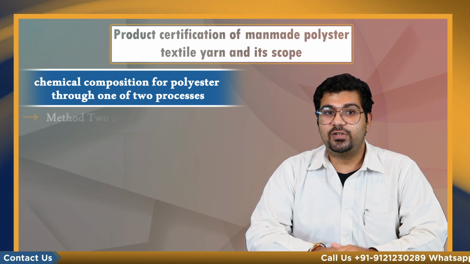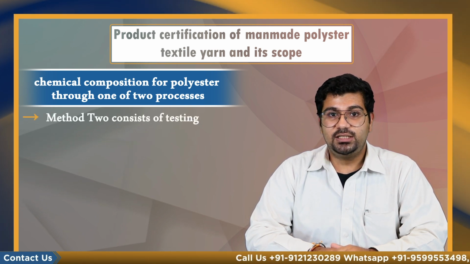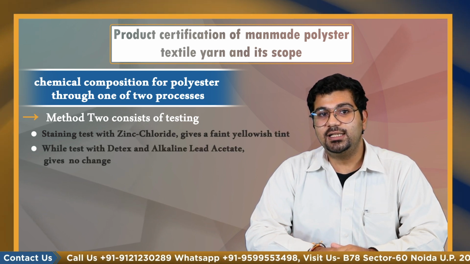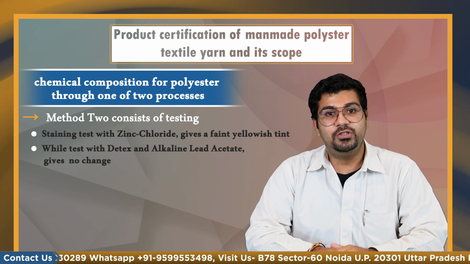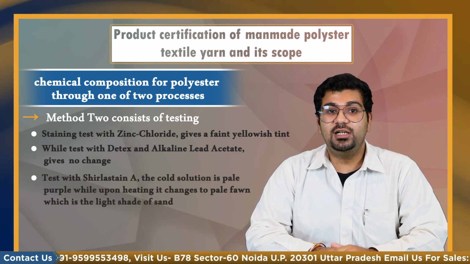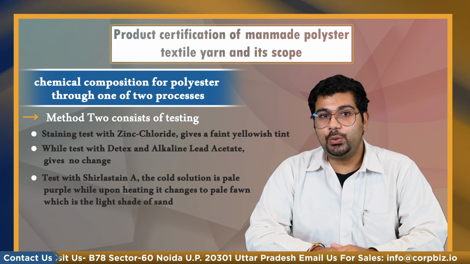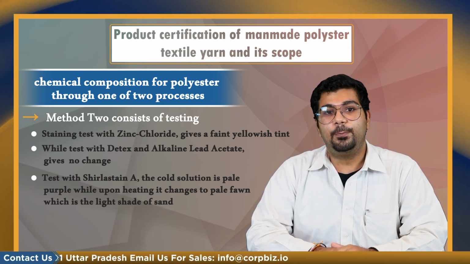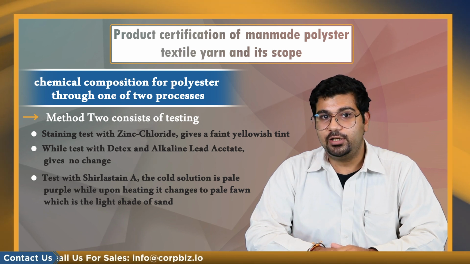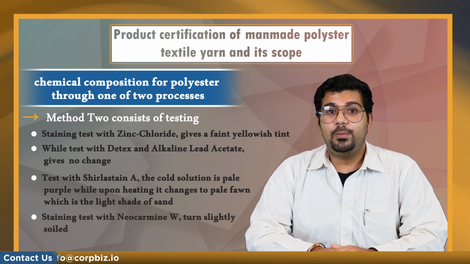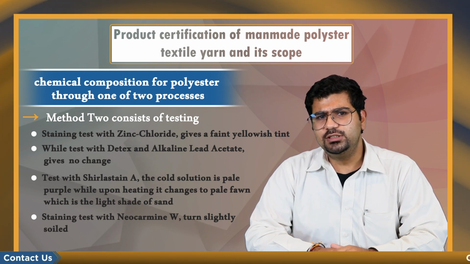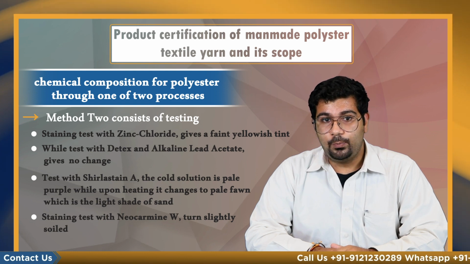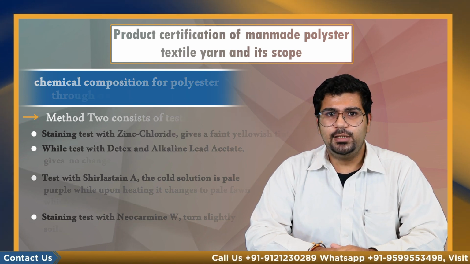Method 2 consists of the staining test. Now staining test with zinc chloride gives you a faint yellowish tint, while testing with Decolorin and alkaline lead acetate gives you no change. Testing with Shirlastain A, the solution when cold is pale purple, while upon heating it, it changed to pale fawn. Now pale fawn is the lightest shade of sand for the reference. Staining test with neocarmine W turns the solution slightly soiled. Lastly, the test for Texchrome. The solution shall turn very pale blue.